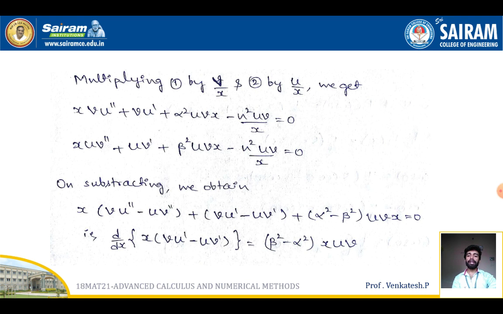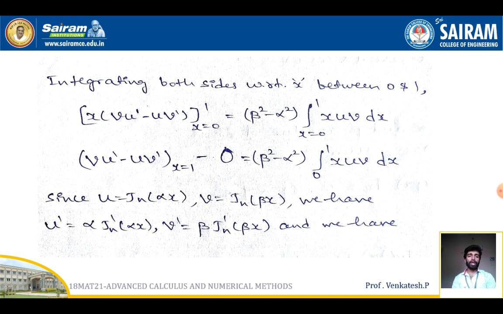Now to eliminate this d by dx, I am going to integrate both sides with respect to x between the limits 0 to 1. I will get x into (v u dash minus u v dash) between the limits 0 to 1, since d by dx got eliminated. In the RHS part, since beta square minus alpha square is a constant, I can take it outside, integrating x into uv dx from 0 to 1. On applying the upper limit, x will become 1, and I got v into u dash minus u into v dash. For the lower limit, x will be equal to 0, so the whole term will be equal to 0. I will get it equal to (beta square minus alpha square) times the integral from 0 to 1 of x u v dx.